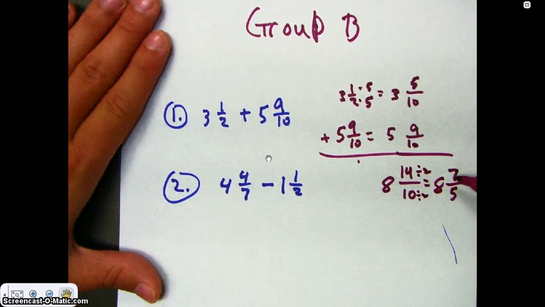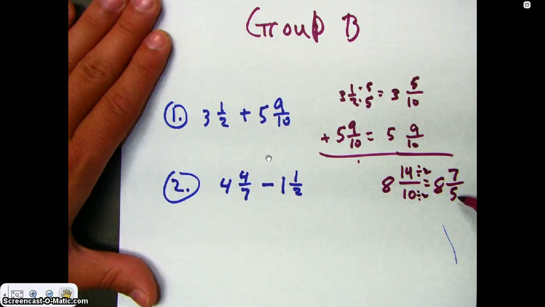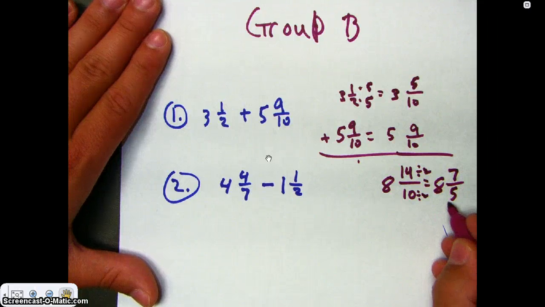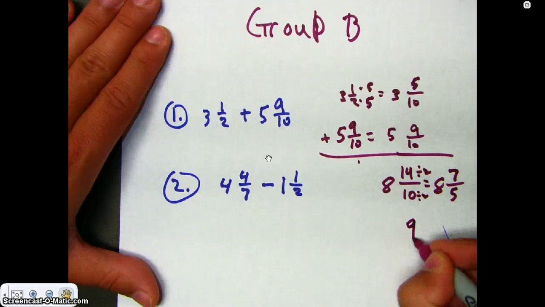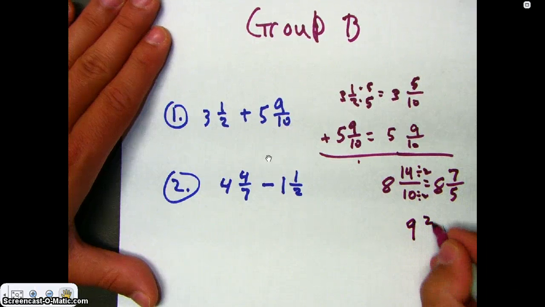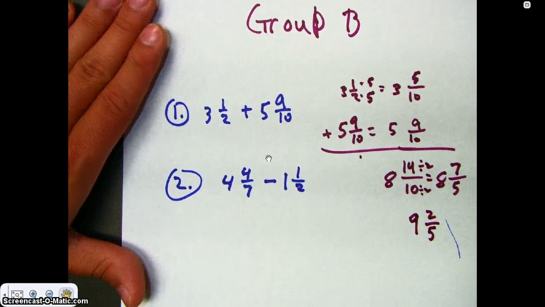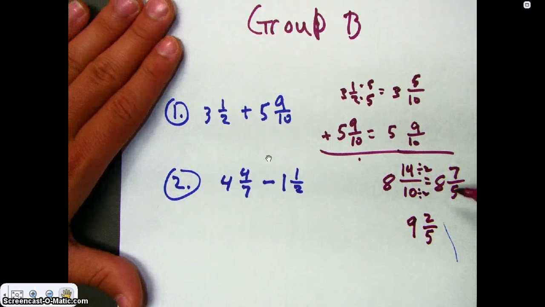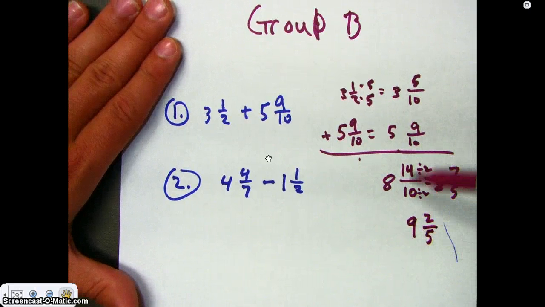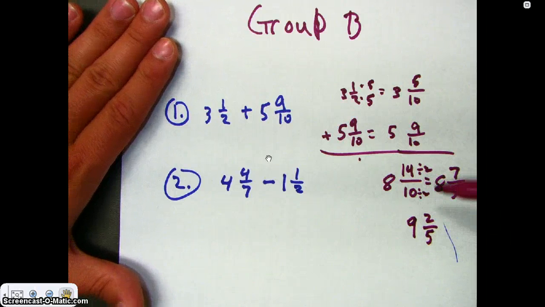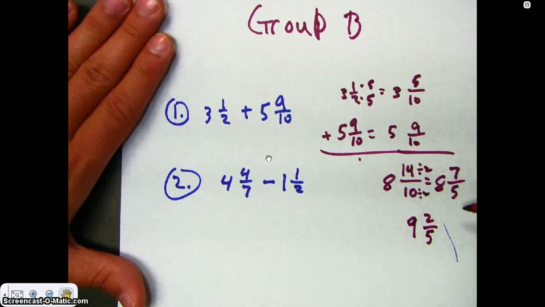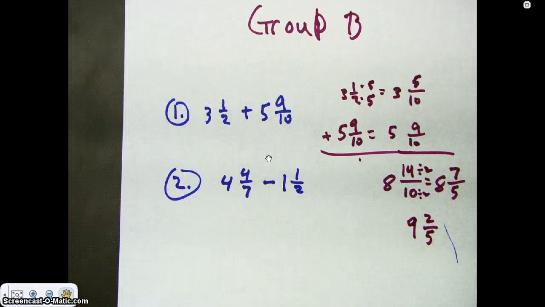But since there's an 8 here, we'll go ahead and convert this and see how many wholes are there too. 5 goes into 7 one time. So there's one whole in this fraction, which I'll add to the 8, so that makes 9. And there are 2 left over, 2/5. So 9 2/5. And most of you should be pretty familiar with this process. If not, let me know. I can break this down a little more with you. But you should be pretty familiar with it.